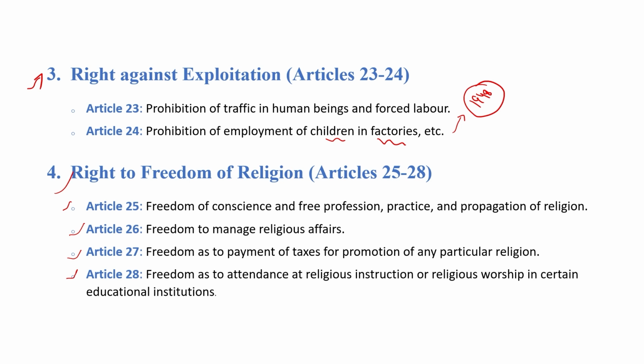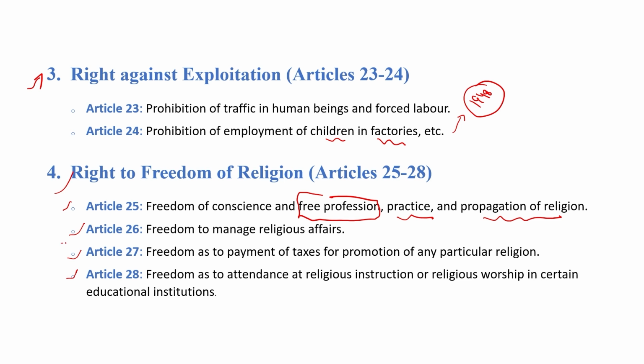What does Article 25 say? Article 25 says freedom of conscience and free profession, practice, and propagation of religion. You can freely profess, you can practice, and you can propagate your religion according to yourself. If you belong to any religion, you are free to adopt any profession according to Article 25.